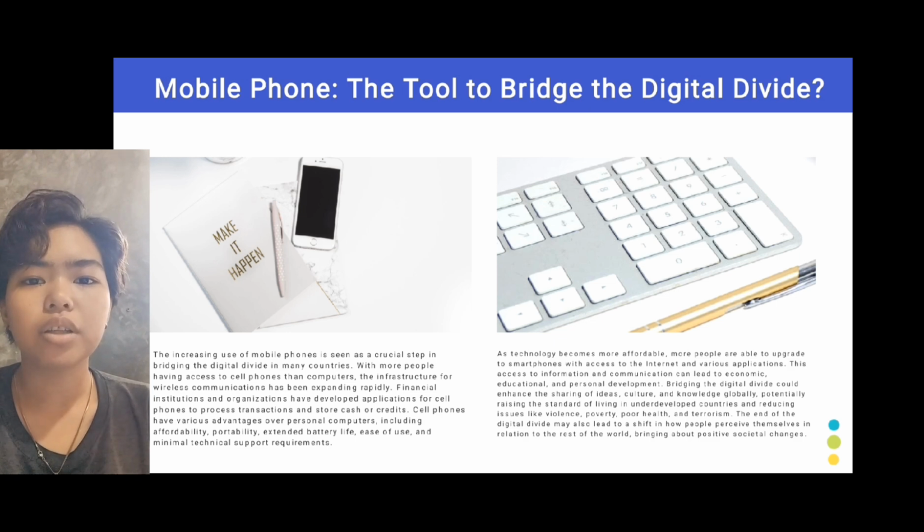Bridging the digital divide could enhance the sharing of ideas, culture, and knowledge globally, potentially raising the standard of living in undeveloped countries and reducing issues like violence, poverty, poor health, and terrorism. The end of the digital divide may also lead to a shift in how people perceive themselves in relation to the rest of the world, bringing about positive social changes.